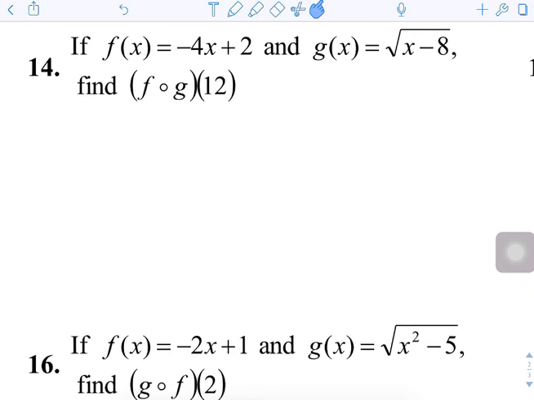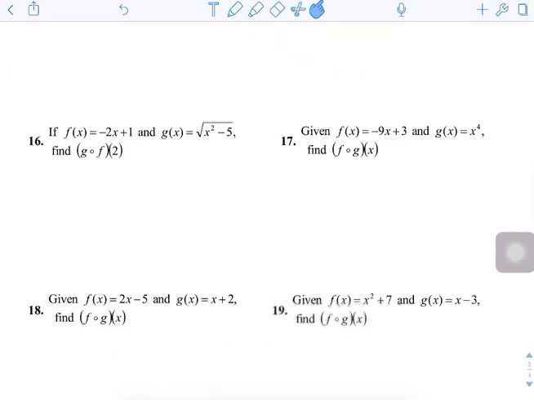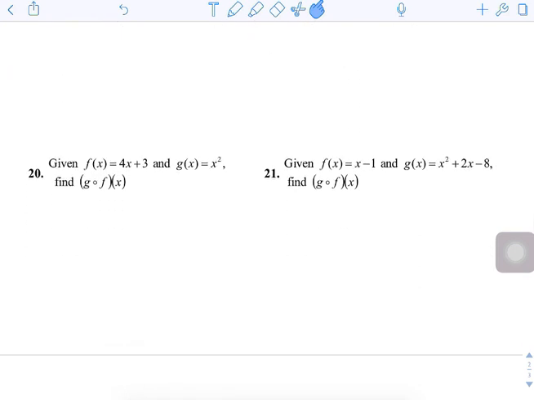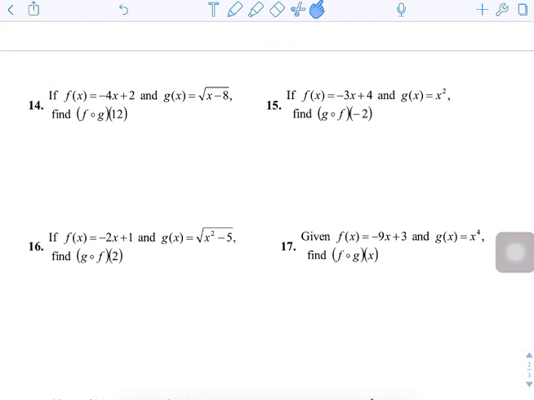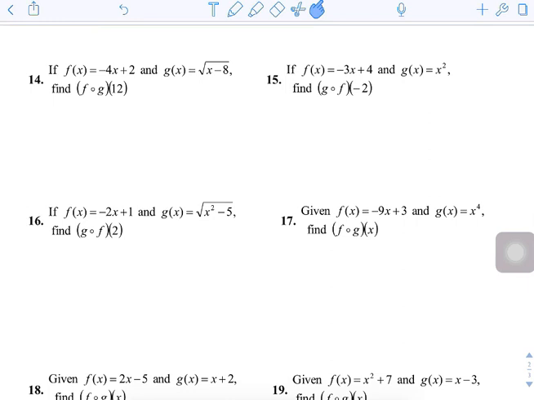Okay, let's try 14. So, actually, before we try 14, questions 14, 15, 16, 17, 18, 19, 20, 21 are all basically this type of question. So pause the video for a second, try to do this problem by yourself, but otherwise we're just going to go through them. Okay, now let's do this.